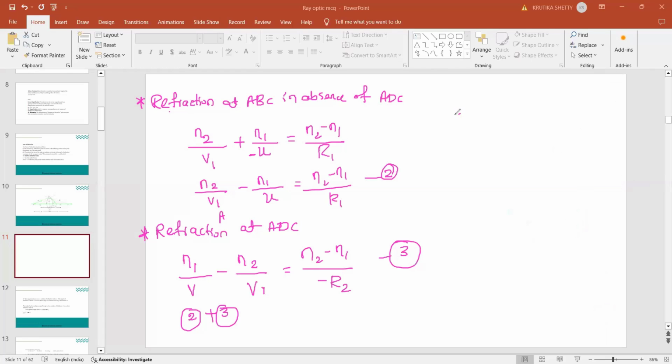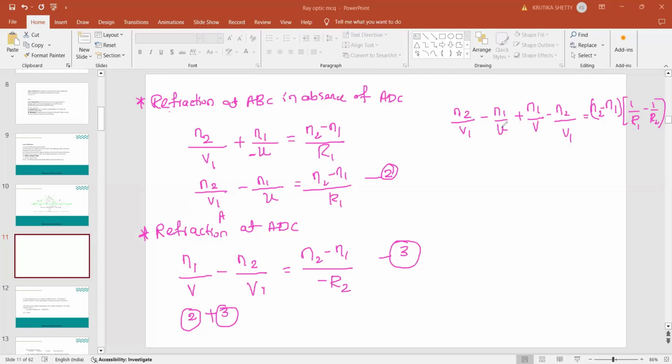That is N2 divided by V1 minus N1 divided by U, plus equation 3: N1 by V minus N2 divided by V1 is equal to. So if you see equation 2 and 3, N2 minus N1 is common, right? So you can write N2 minus N1 outside, and inside the bracket you have 1 divided by R1 minus 1 divided by R2.